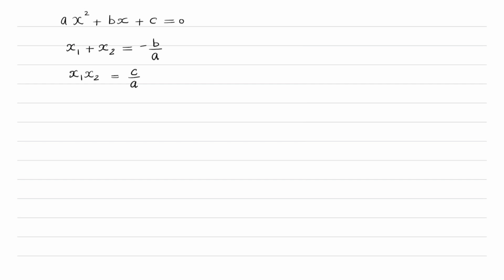So let's note that from the first equation, from the fact that the sum of the two roots is minus b over a, we can conclude that the average of the two roots, x1 plus x2 over 2, is equal to minus b over 2a. Let me call the average m.